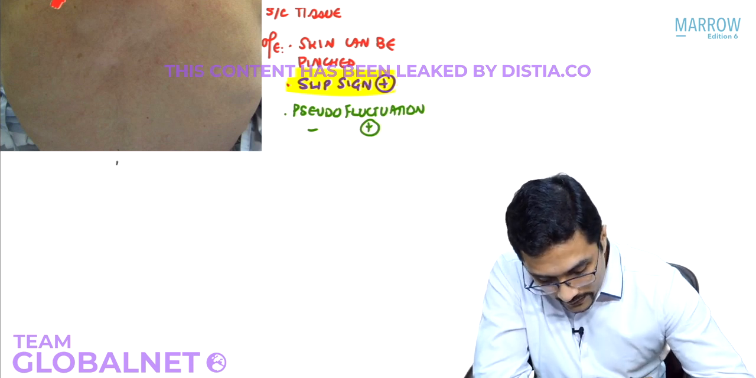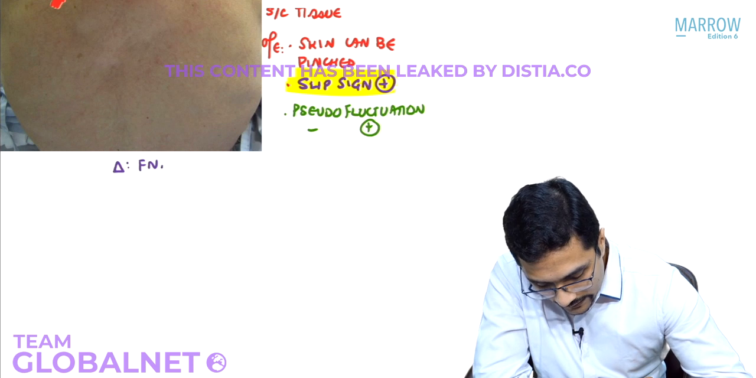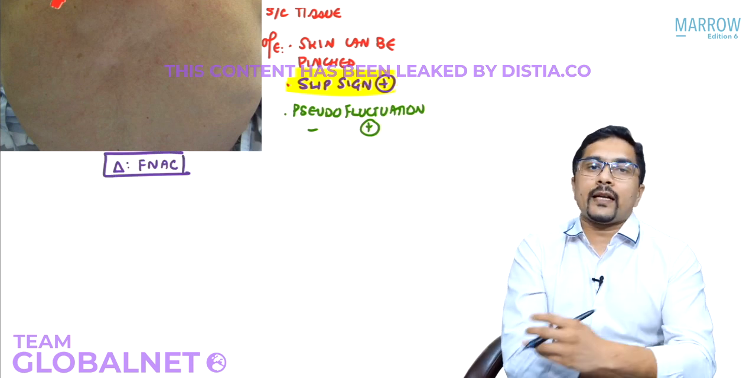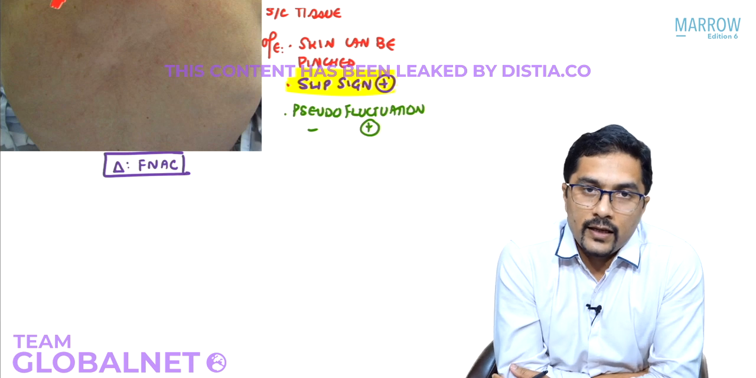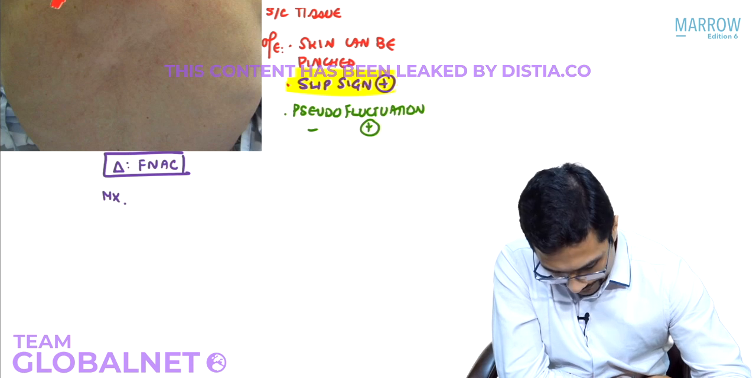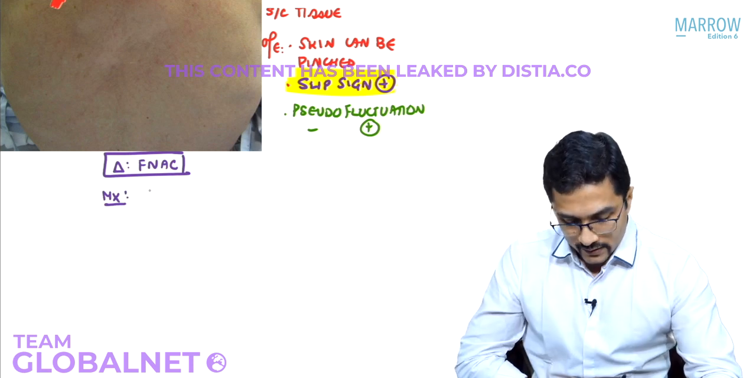Now lipomas, again the diagnosis can be confirmed by FNAC. Even for a dermoid cyst, the diagnosis is confirmed on FNAC. So you can confirm the diagnosis on FNAC, and the management is surgery.